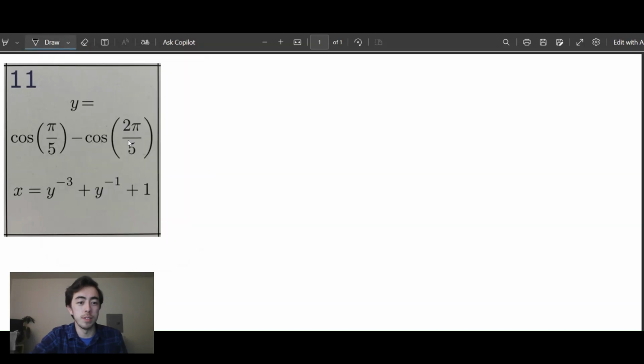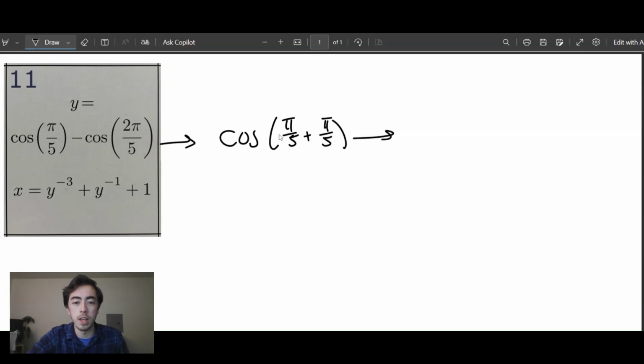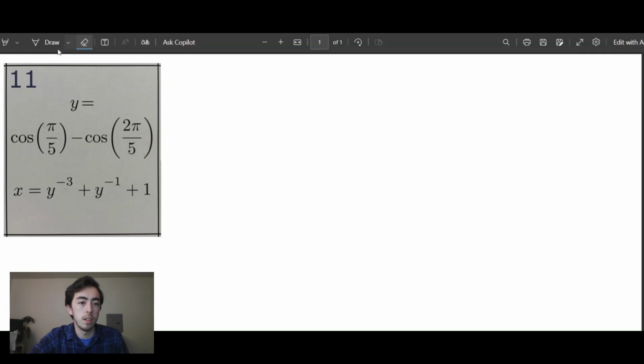And I also noticed that there's this 2 pi over 5, and there's a few different ways we could go around to get this value. There are such things called sum formulas for cosine and sine. So I could think about this as cosine of pi over 5 plus pi over 5, and then maybe solve it that way. But I'm going to do something a little bit different. And here, I'll show you what I mean.